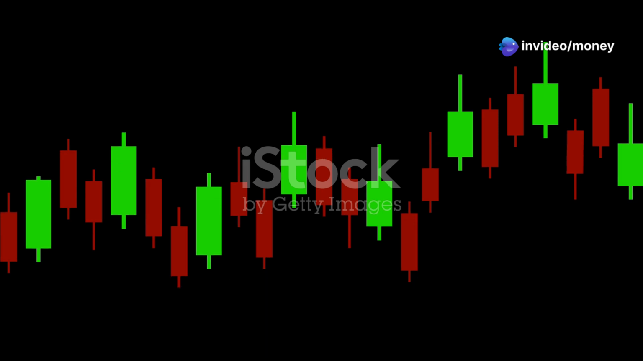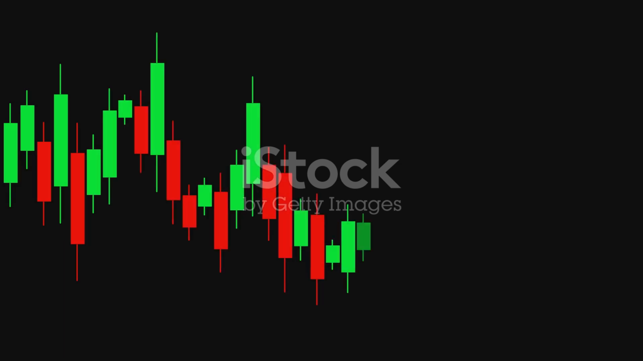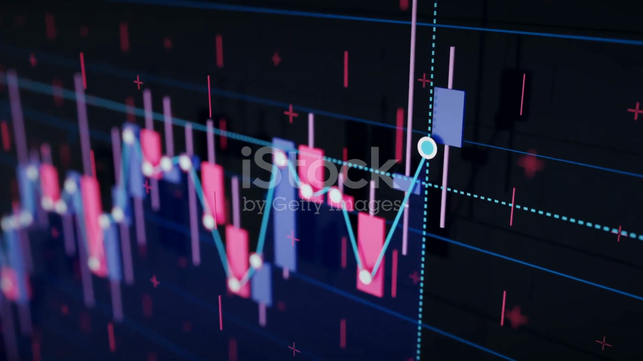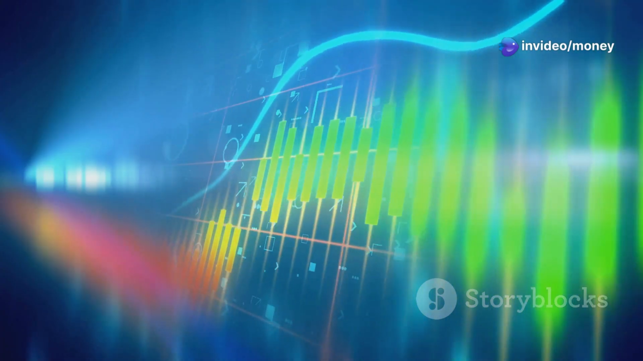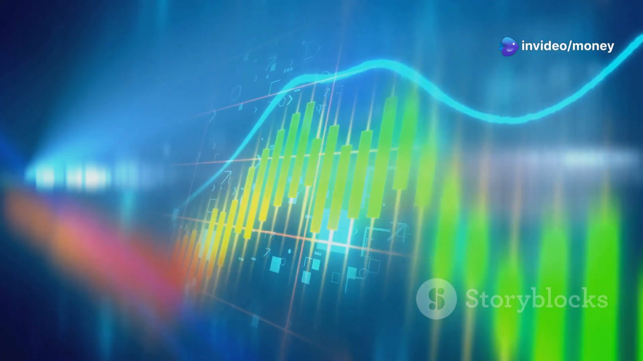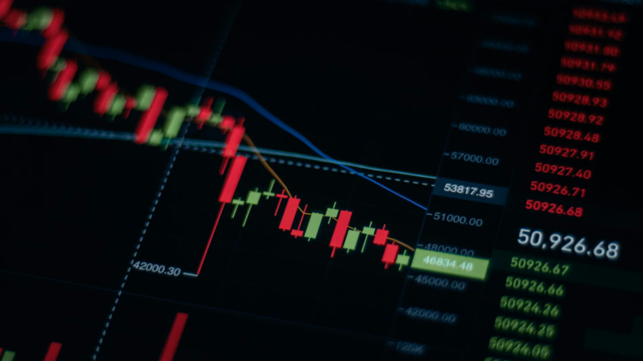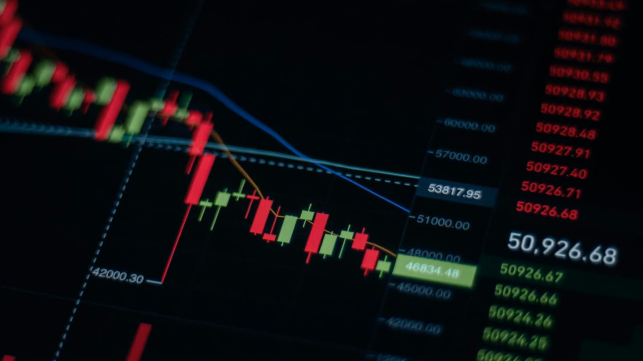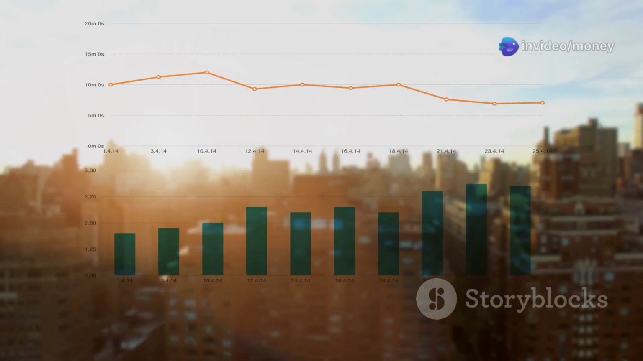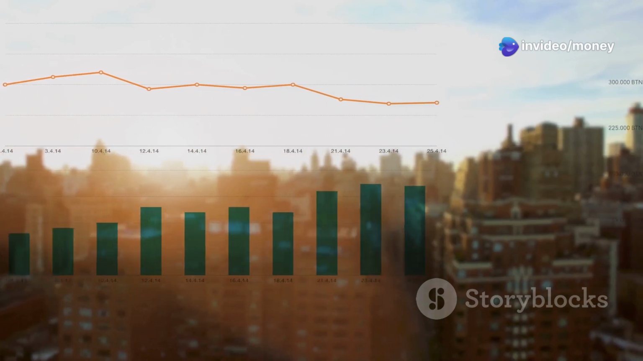A rising window is a bullish continuation pattern. It appears during an uptrend and signals that the uptrend is likely to continue. It is formed when the low of one candlestick is higher than the high of the previous candlestick. This creates a gap, or window, in the price chart. The rising window shows strong buying pressure. Buyers are so eager to buy that they are willing to pay a higher price than the previous period. This pattern suggests that the uptrend is strong and that prices are likely to continue to rise.